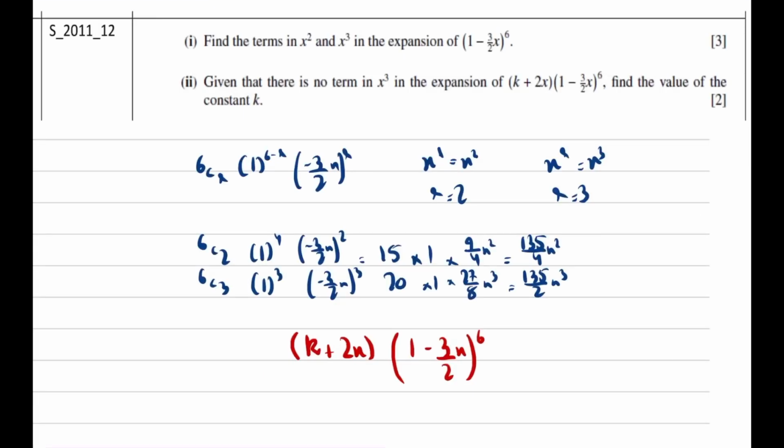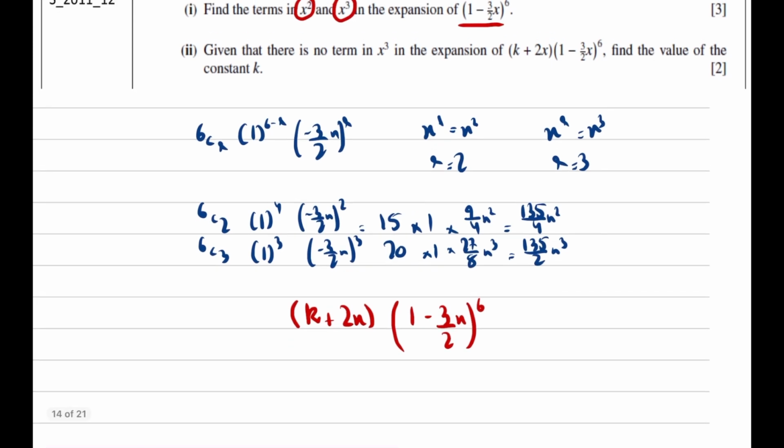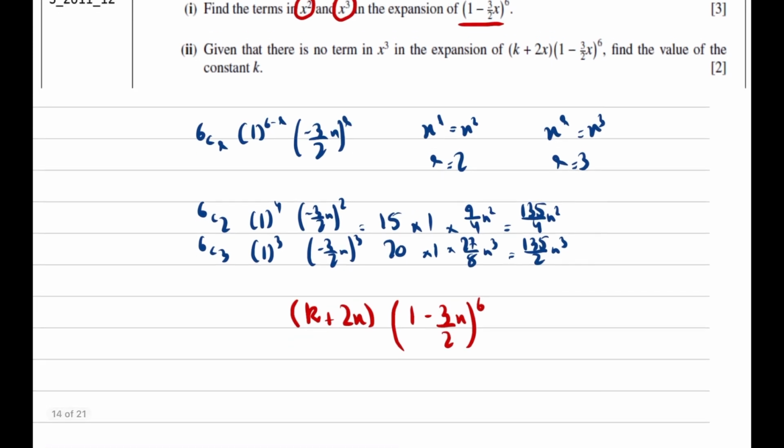Got this? So the problem with this question is sometimes students expand this fully and then they identify the coefficient of x squared and x cubed. If the examiner is asking you directly the term of x squared, x cubed, why are you expanding it fully? He's not checking the full expansion concept with you. He's checking whether you can find the coefficient or not. Do you get this? Now, we need to see that the coefficient of x cube has no term.